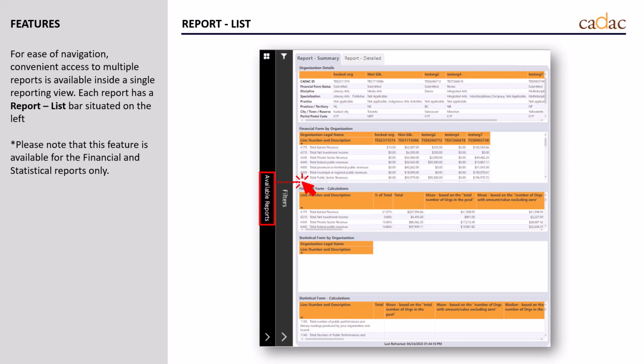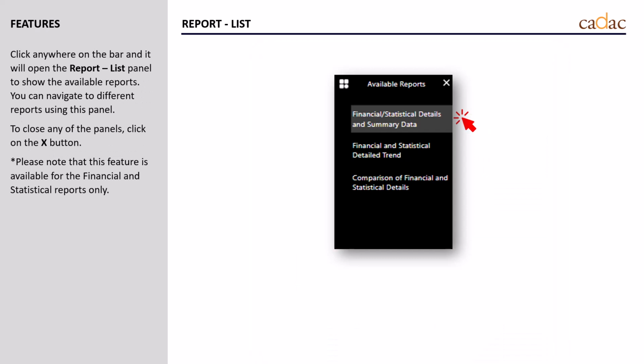This menu is always positioned on the far left of your report window. When you open the list of available reports, you can click on a different financial or statistical report to navigate there. You can also see which report you are currently on, as this will be the highlighted item in the list. To close this menu, you can simply click on the X icon in the top right or click anywhere on the main report page.